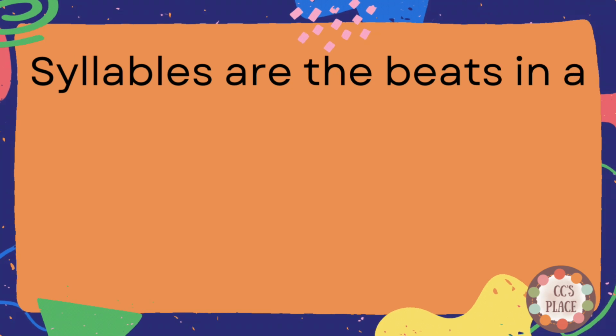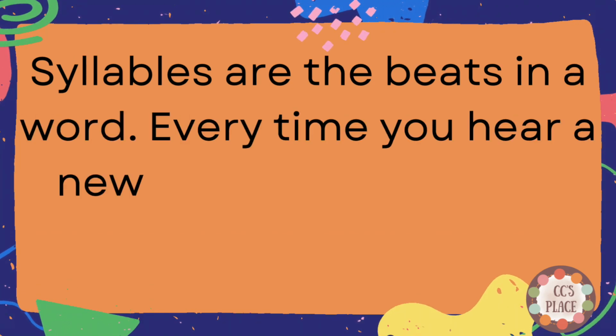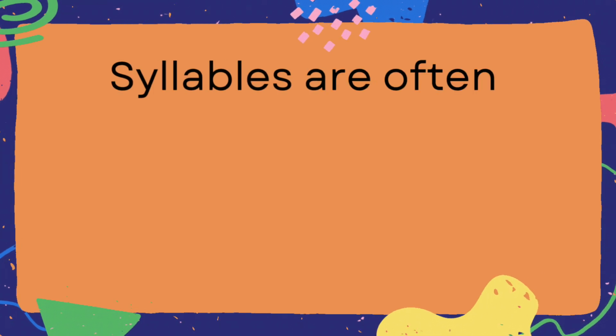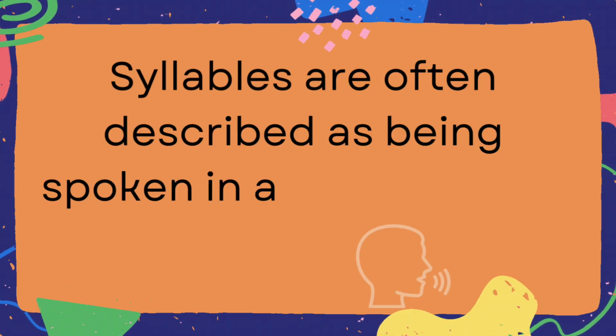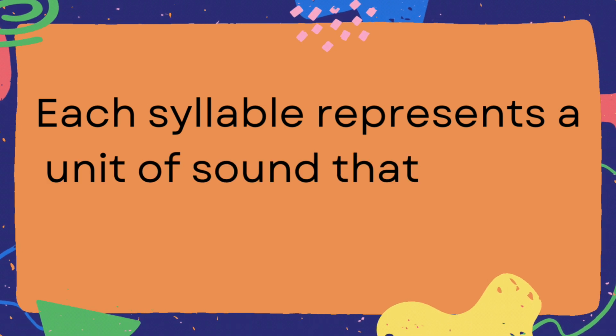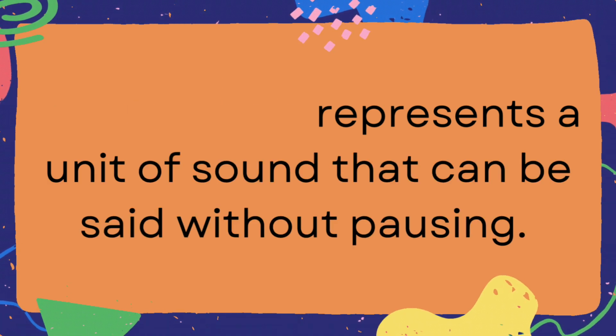Syllables are the beats in a word. Every time you hear a new sound or clap in a word, that's a syllable. Syllables are often described as being spoken in a single breath. Each syllable represents a unit of sound that can be said without pausing.